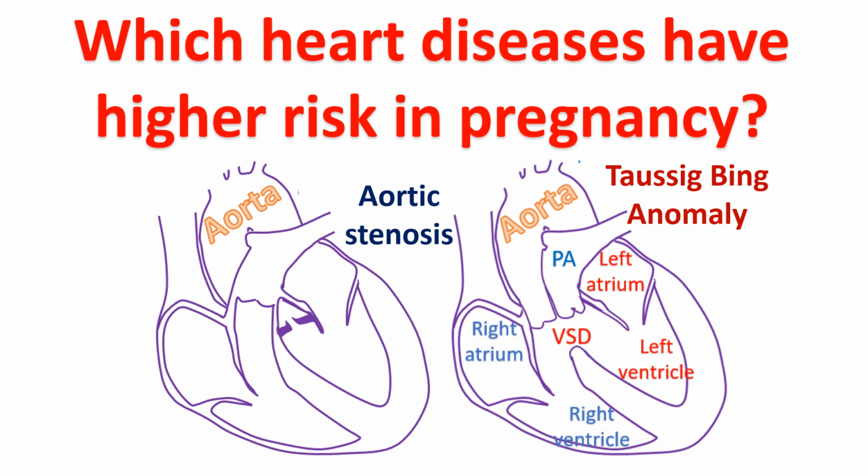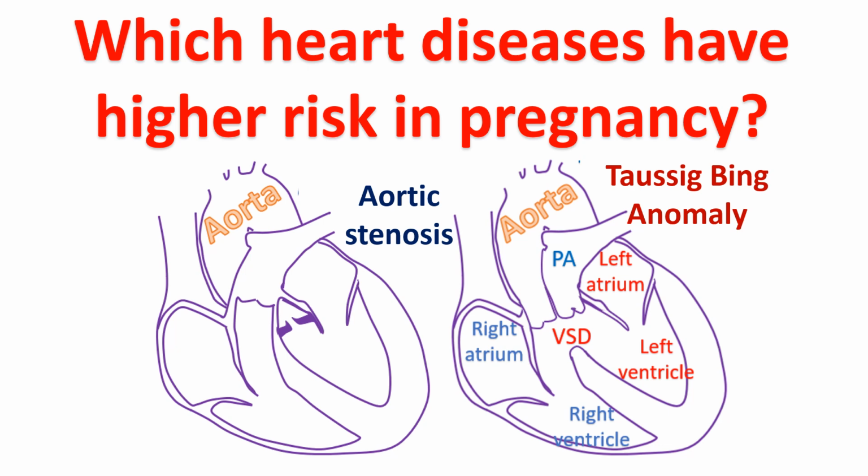Changes in blood circulation during pregnancy and labor can adversely affect many of the significant heart diseases. Increase in blood volume and heart rate are the important factors during pregnancy. Increase in blood volume is needed to give enough nutrients and oxygen to the growing baby.